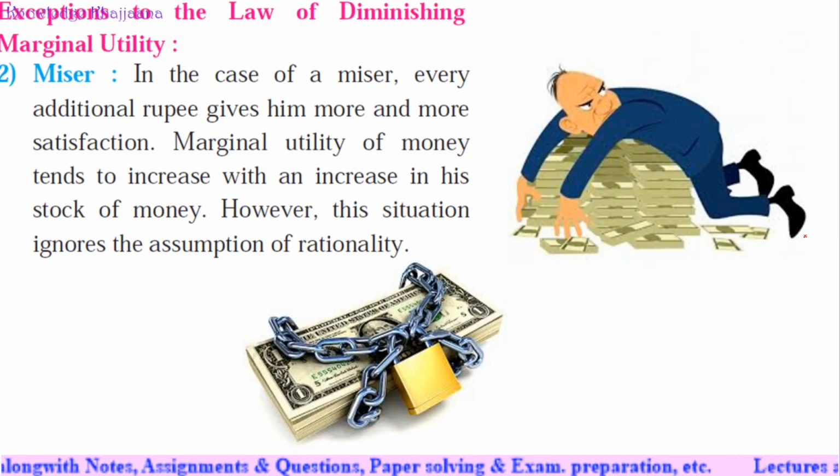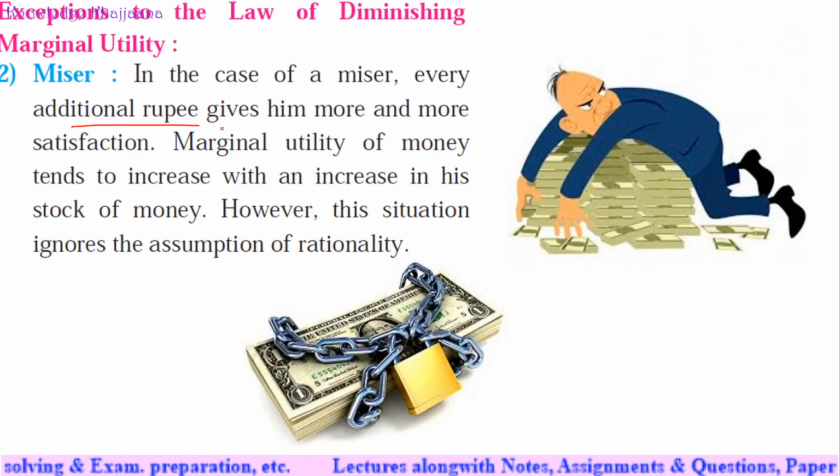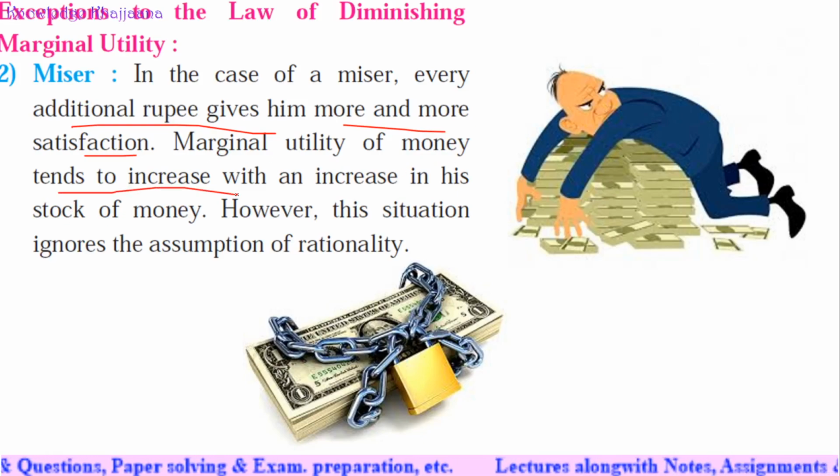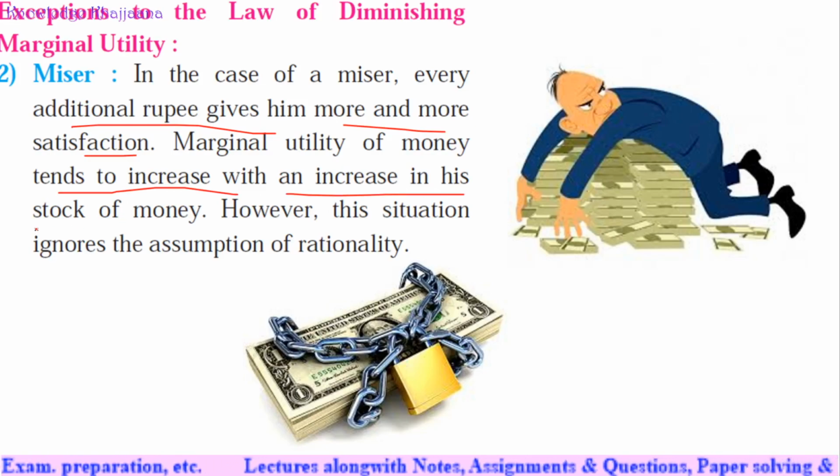Next is miser. Who is a miser? A miser is a person who doesn't want to spend at all. In the case of a miser, every additional rupee gives him more and more satisfaction. As much money as he collects gives him more and more satisfaction because he doesn't want to spend at all. The marginal utility of money tends to increase with an increase in the stock of money.